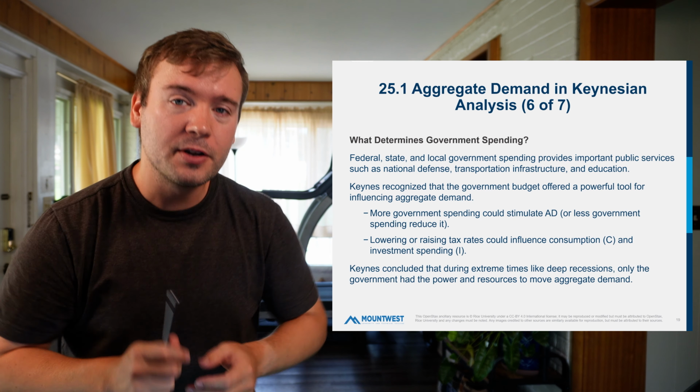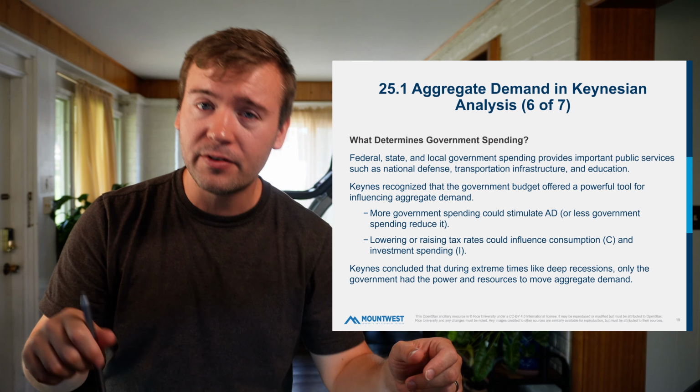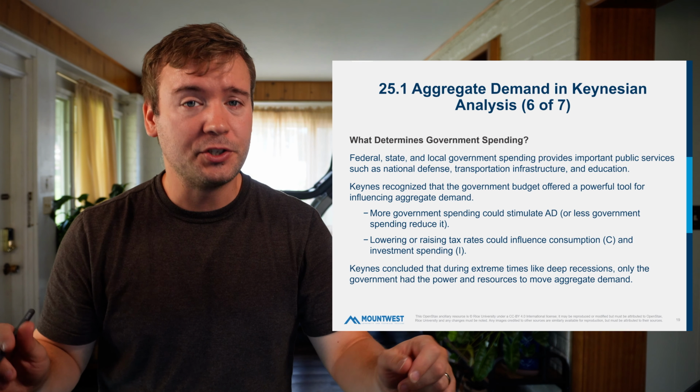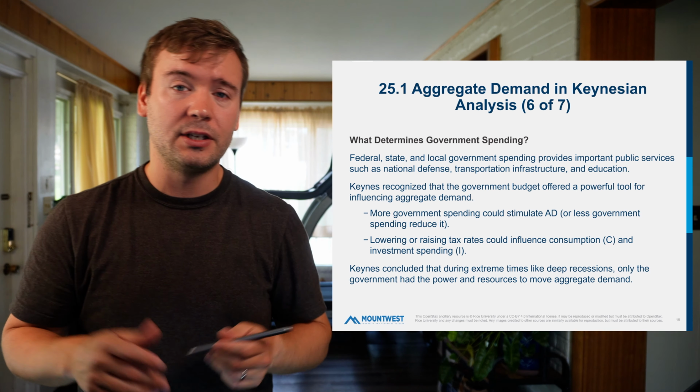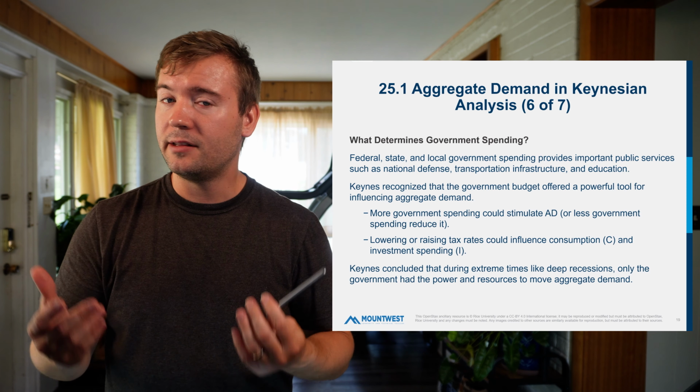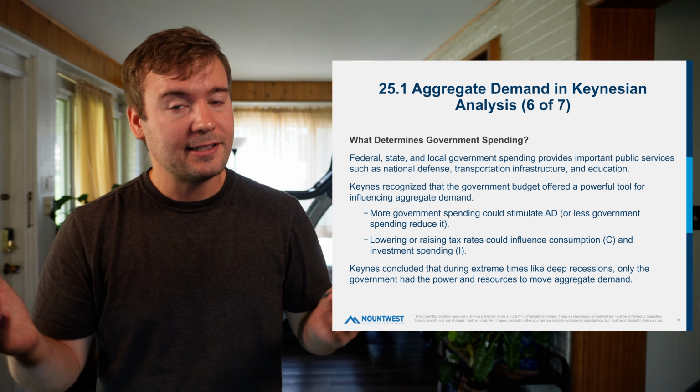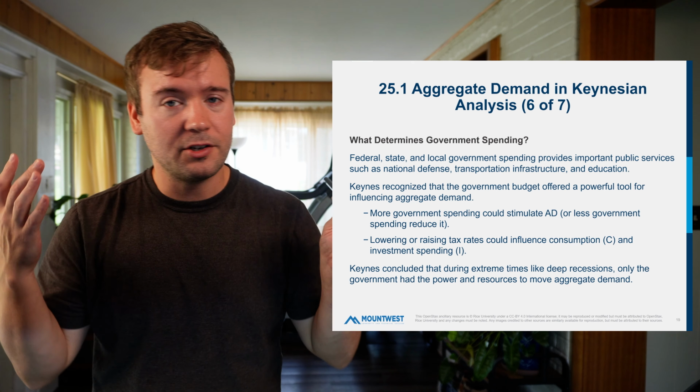The third component of aggregate demand is government spending. And that's expenditures by federal, state, and local governments. And it plays a very significant role even in market economies like the United States. The United States federal government is the world's largest customer.